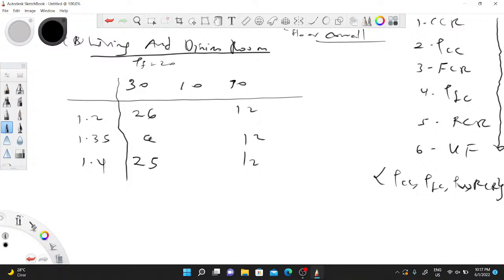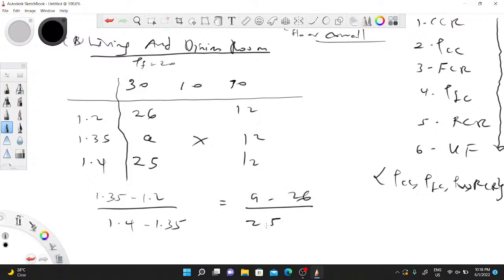So as usual, I'll find my A and my X. I'll use these parameters to find my A. So I'll do 1.35 minus 1.2 over 1.4 minus 1.35 must be equal to A minus 26 over 25 minus A. So you solve this equation and get your A to be equal to 25.245.